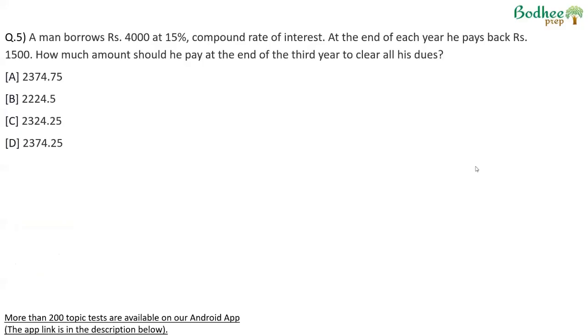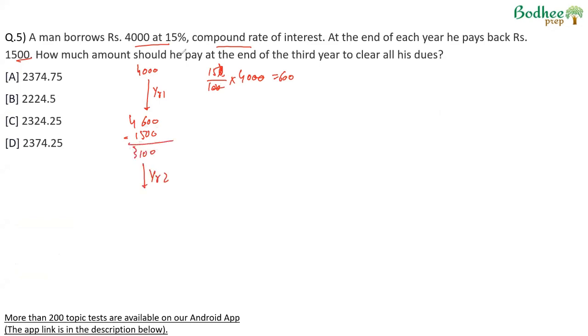A man borrows rupees 4,000 at 15% compound rate of interest. At the end of each year, he pays back rupees 1,500. How much amount should he pay at the end of the third year to clear all his dues? So starting with 4,000 in year one, 15% interest will be accrued. So 15% of 4,000 will be the interest. This comes out to 600. So after year one, the amount payable will be 4,600. From this, 1,500 is paid, and therefore 3,100 remaining.